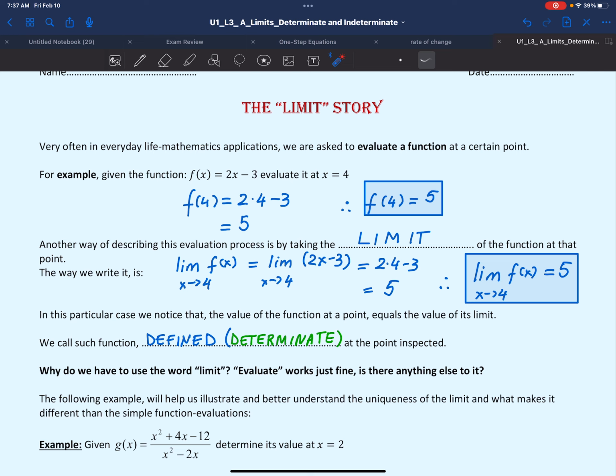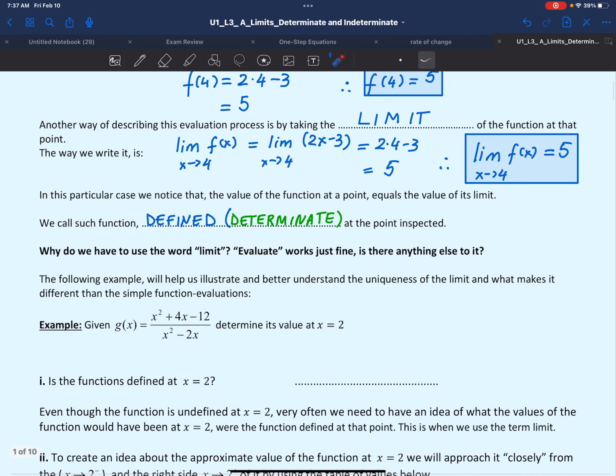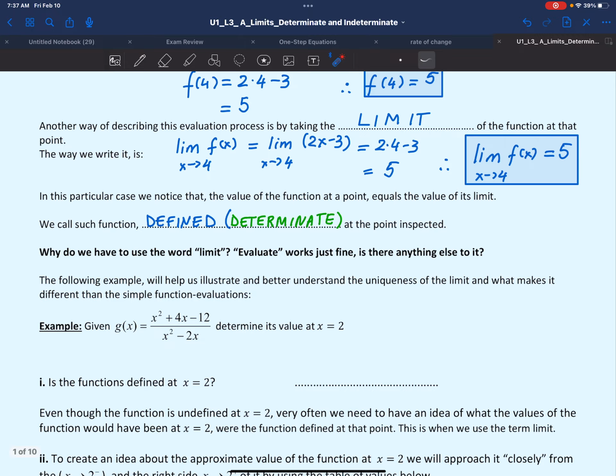So you're probably wondering, if finding the limit of the function is the same as finding the value of a function at a point, then why do we have to learn limit? Why do we have to use limit? As a matter of fact, there is more meaning to the concept of a limit than just a simple evaluation of a function at a point.